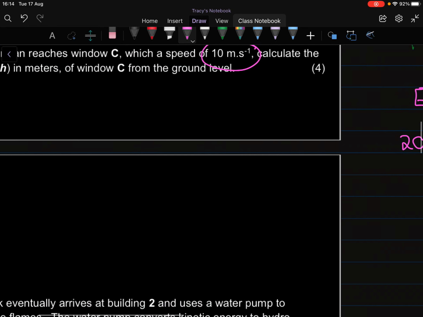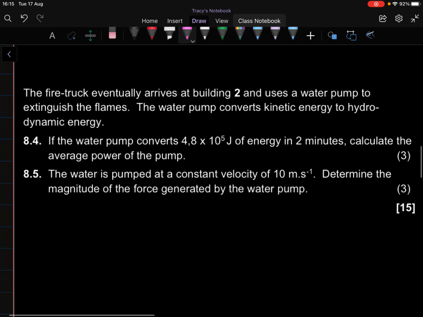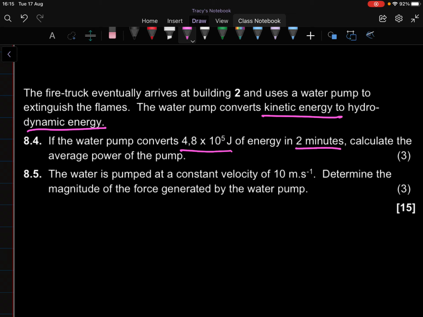Okay, great. The fire truck eventually arrives at building 2. So now we know the height for building 2 that we're going up is 24,9 meters. It uses a water pump to extinguish the flames. The water pump converts kinetic energy to hydrodynamic energy. Don't stress about what we mean by that. All we're doing is making the water move. Okay? If the water converts 4,8 times 10 to the 5 joules of energy in 2 minutes, what's the power of the water pump?